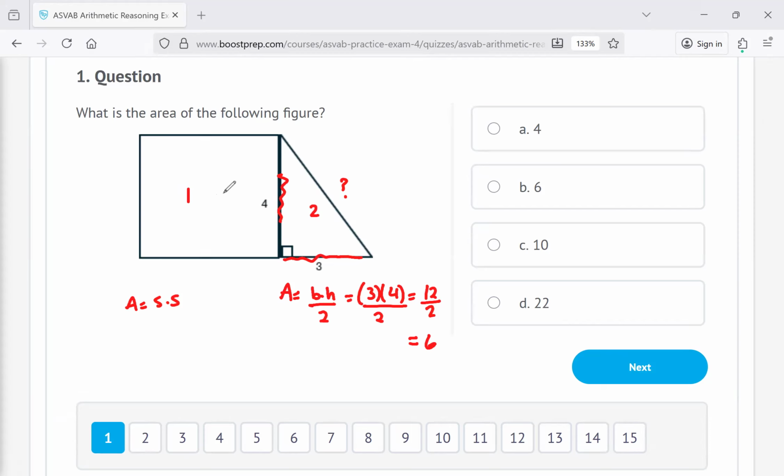Okay, and then the area of a square is side times side. They give you one side, which is 4. And what do we know about squares? In a square, all sides are the same. So the area is going to be 4 by 4, or 16. Then you find the total area, so you just add them up. It's 16 plus 6, which is 22.